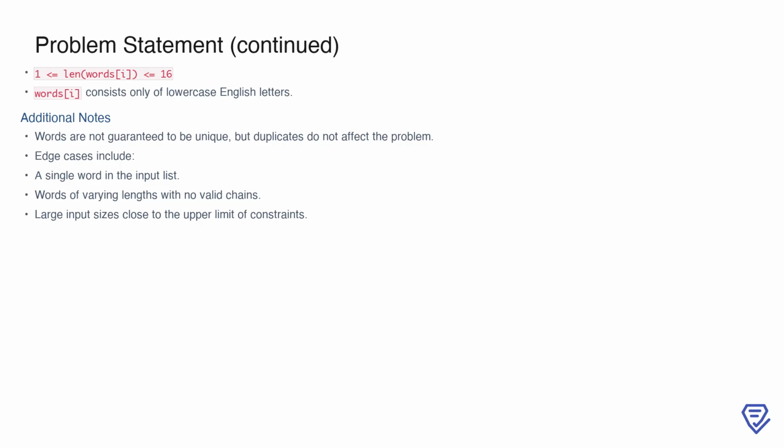While the words in the input list are not guaranteed to be unique, duplicate words won't affect the problem since they don't contribute to forming longer chains. Some edge cases to consider include scenarios where the input list has only a single word, or when the words vary in length but no valid chain can be formed. Another edge case is when the input size is very large, approaching the upper limit of the constraints. Your solution should be robust enough to handle these situations efficiently. By keeping all these details in mind, you'll be well prepared to tackle this problem and implement an optimal solution.